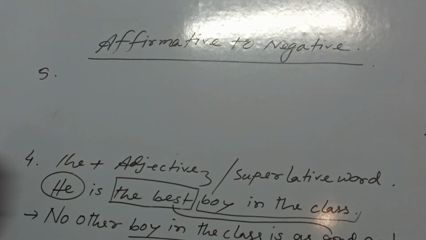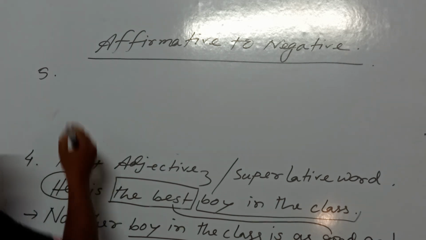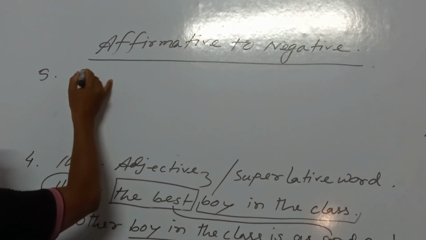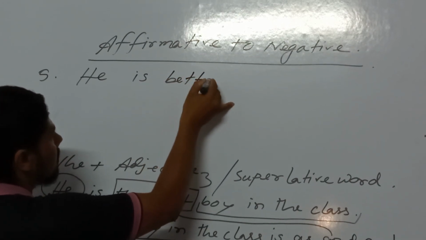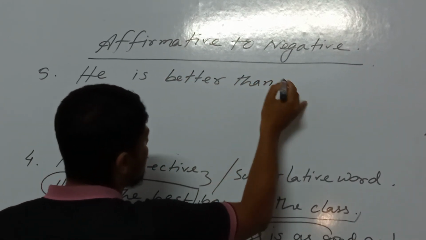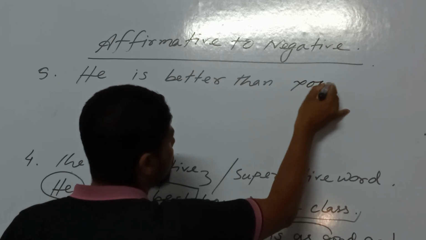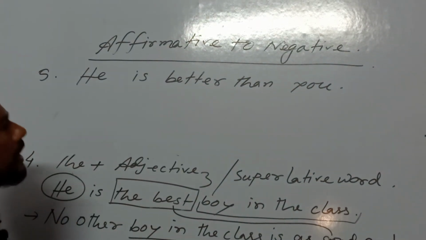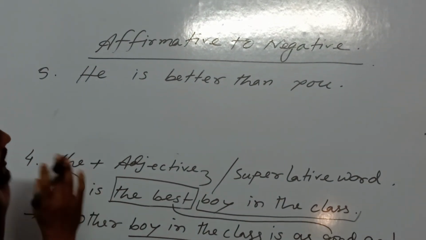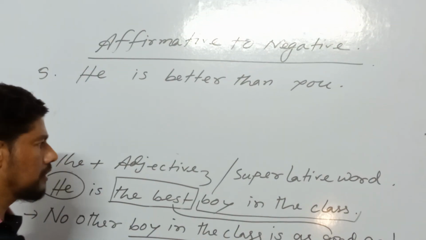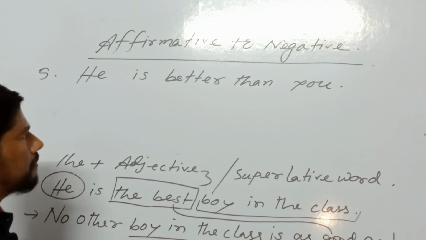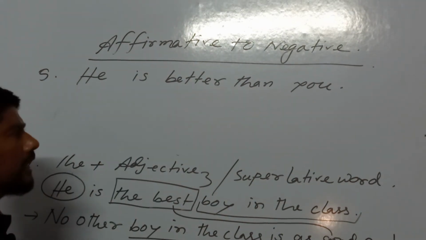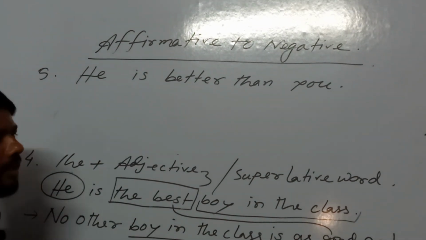Rule 5. So if you find such kind of sentence, "He is better than you," then it's an instance of comparative sentence and it's actually affirmative. So if the sentence is an affirmative comparative sentence, then we can make it negative in this way.